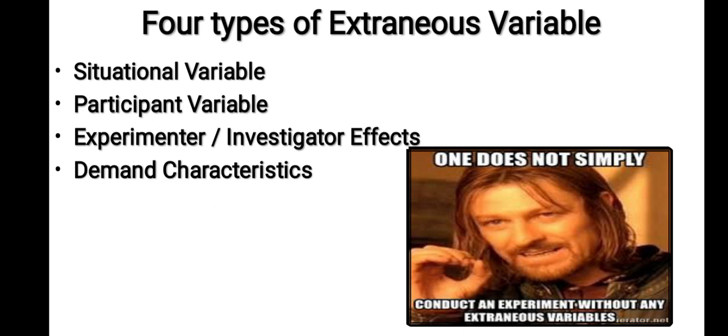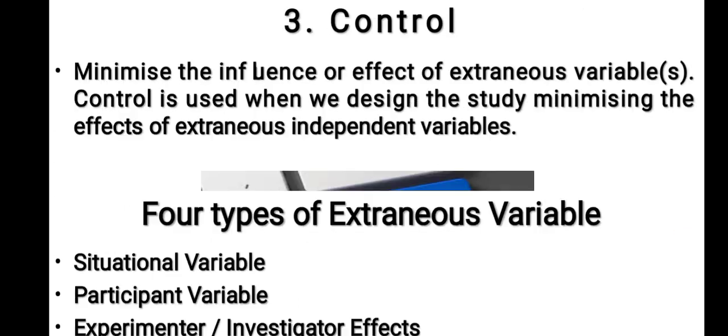The last one is demand characteristics. Demand characteristics are clues in an experiment which convey to the participant the purpose of the research. For example, the participants will be affected by their surroundings, by the researcher's characteristics, the researcher's behavior, or we could say the interpretation of what is going on in the situation. So that is called demand characteristics. So these are the four types of extraneous variable.